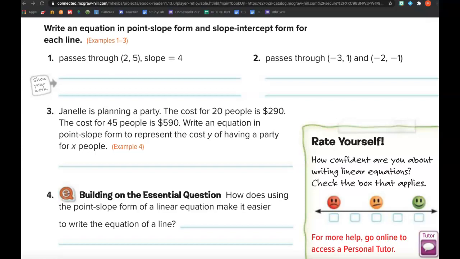That's okay. Make sure you're doing it with us. So I do want to go over the bell work first. Number 1 and 2. You had to write it in both forms. So the first one is point slope form. How do I write number 1 in point slope form?